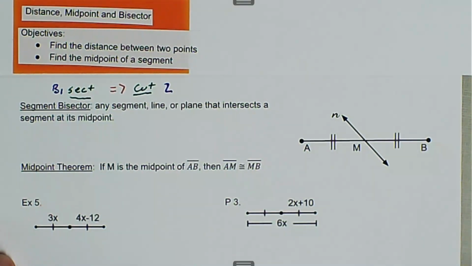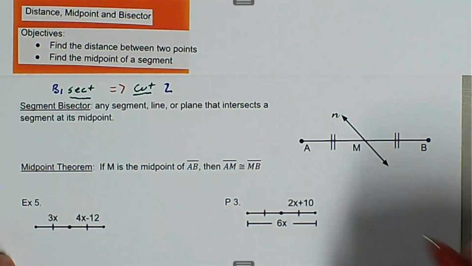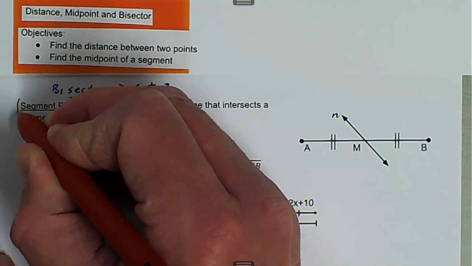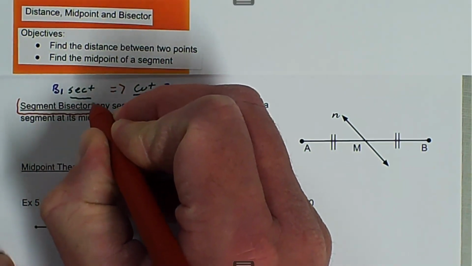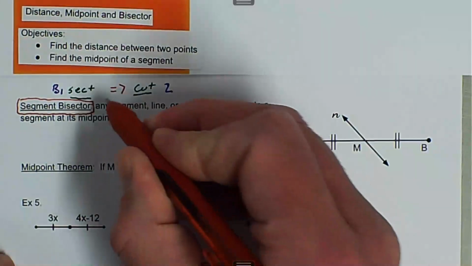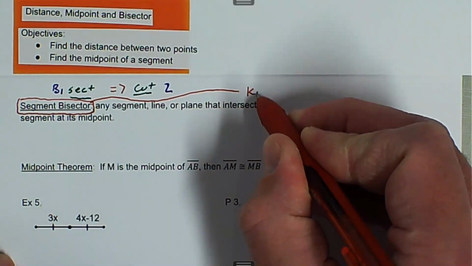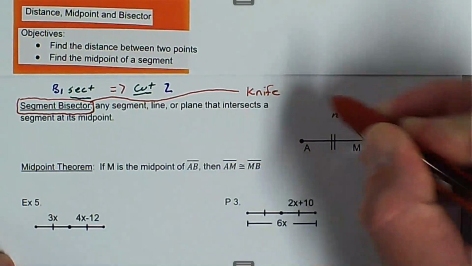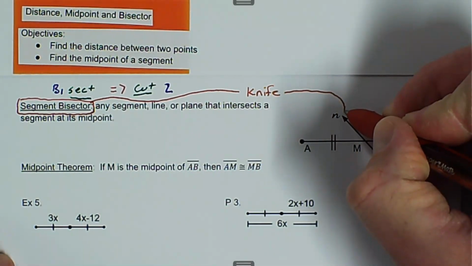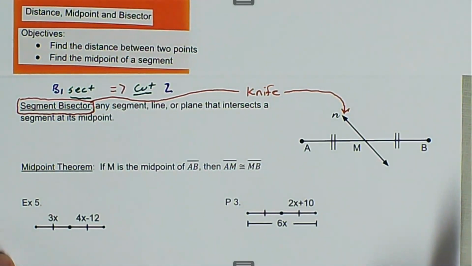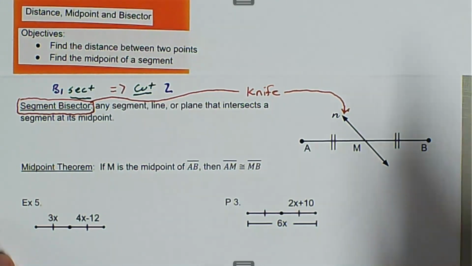So if you're thinking about making a peanut butter sandwich and you want to cut it in half, the bisector is the knife. So the segment bisector, that is the knife that is doing the cutting. And in this case, the segment bisector is going to be line N.